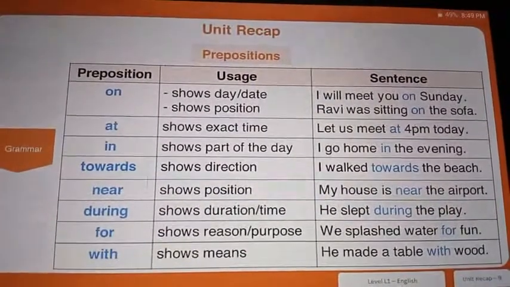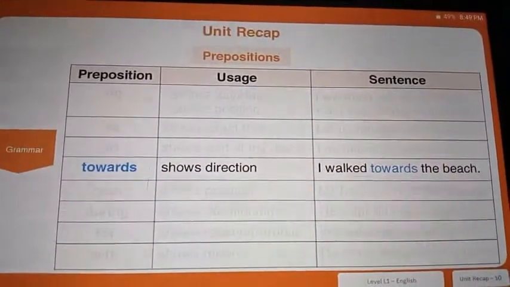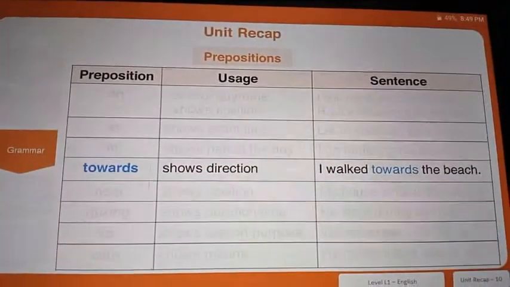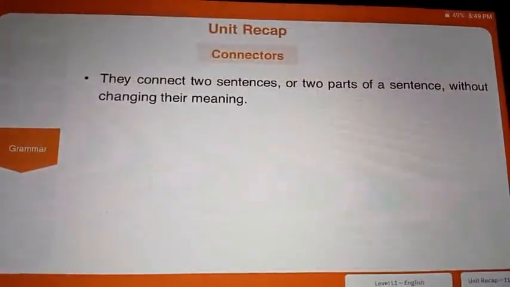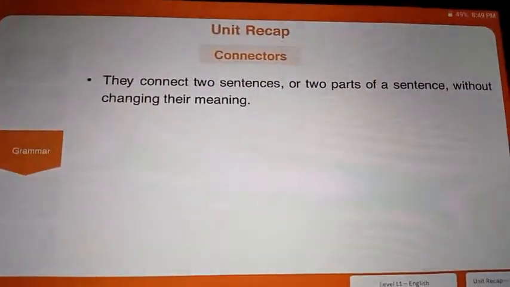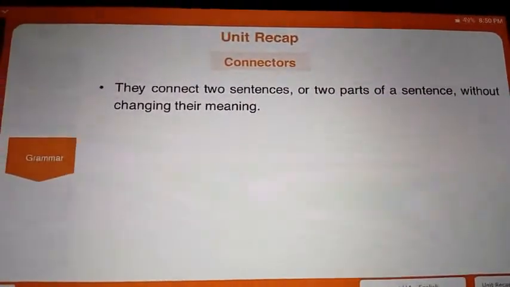Another example of preposition is towards. The preposition towards shows us the direction of a noun. I walked towards the beach. We then looked at connectors. Connectors are words that connect two sentences or two parts of a sentence without changing their meaning.